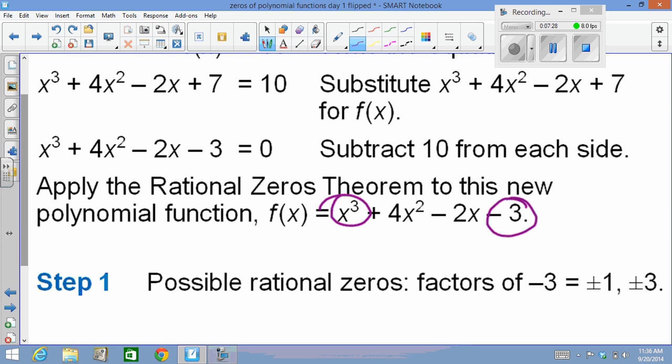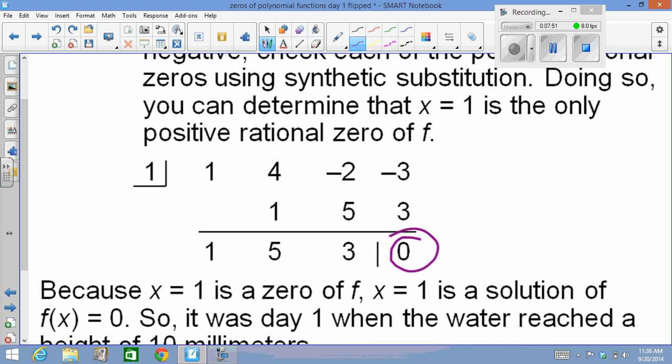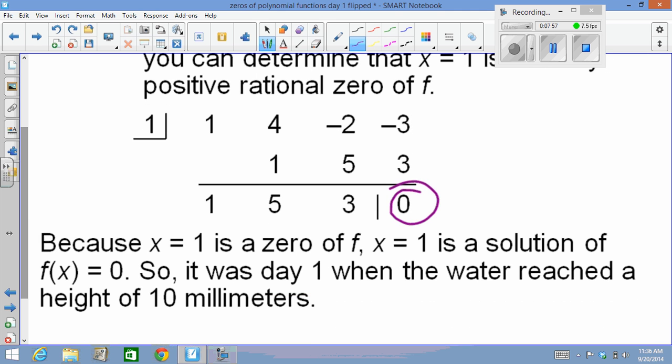But then you should start thinking about the situation here. We're talking about the number of days. So could I really have a negative number of days? Of course not. So instead, I'm only going to have 2 possible solutions that I need to check, 1 and 3. So I'm going to use synthetic substitution or synthetic division to figure out which one works. When I do that, I'm going to end up plugging a 1 in, and lo and behold, my remainder is 0. Yay! So that means that 1 is a solution. So if 1 is a solution, that means day 1 is when the water reached 10 millimeters of height in my water bucket. Why I'd want to figure that out, I don't know, but I can if I wanted to. Moving on to the next thing.